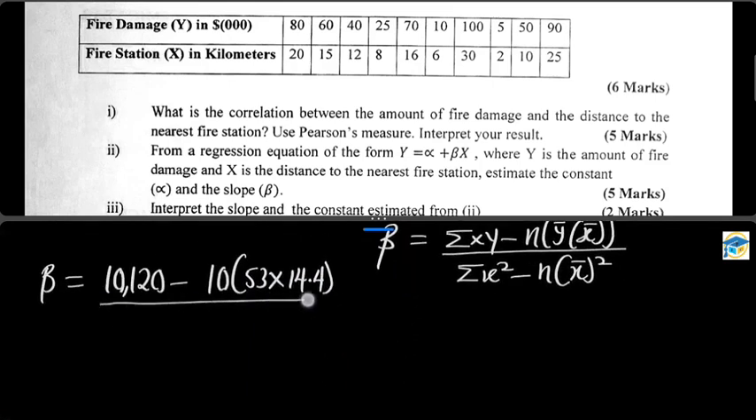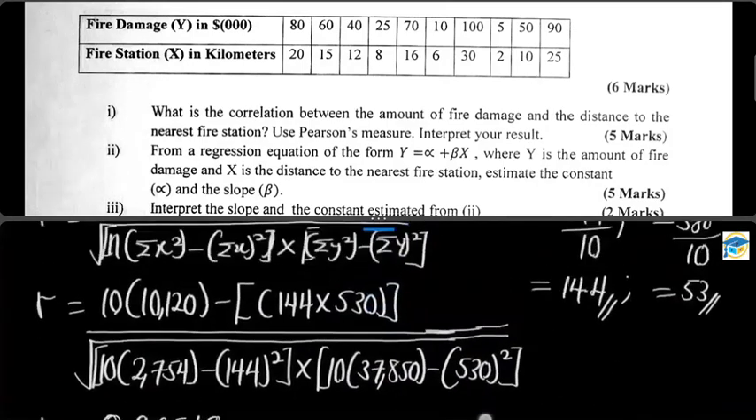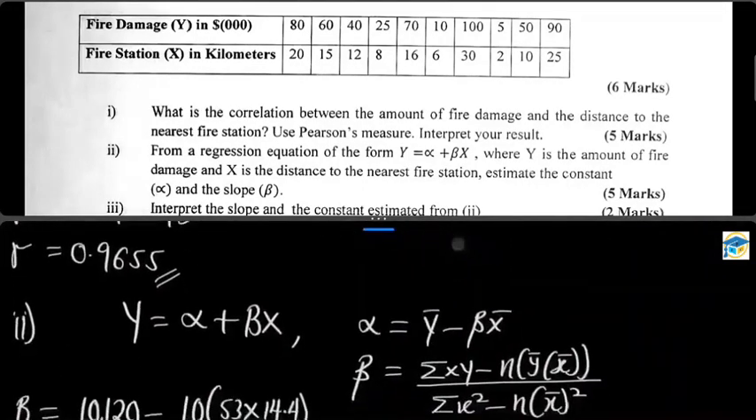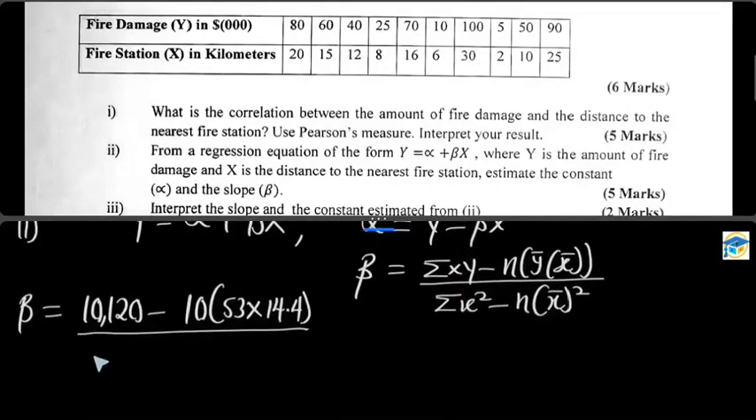So we come back to the denominator. We have summation x squared from our table, which is equal to 2,754. So we bring that one also here: 2,754 minus n, which is 10, times x bar, 14.4, squared.